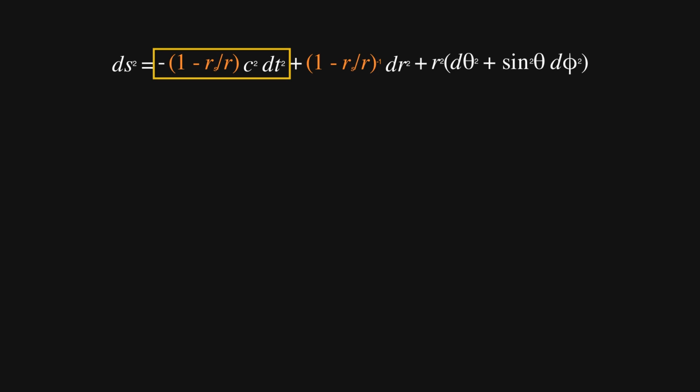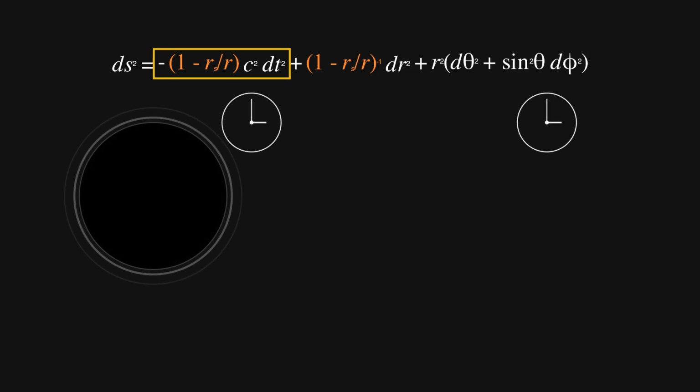Since r is your distance from the center, as you get closer to the object, r gets smaller. This makes the fraction rs over r larger, which means the whole parentheses becomes smaller than 1. Physically, this means your proper time, the actual ticking of a clock you carry with you, progresses less for a given amount of coordinate time. This is the mathematical blueprint for gravitational time dilation. The deeper you are in the gravitational field, the slower your clock ticks relative to the rest of the universe.